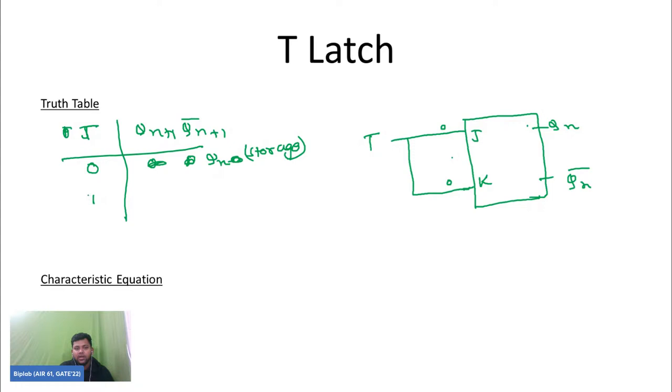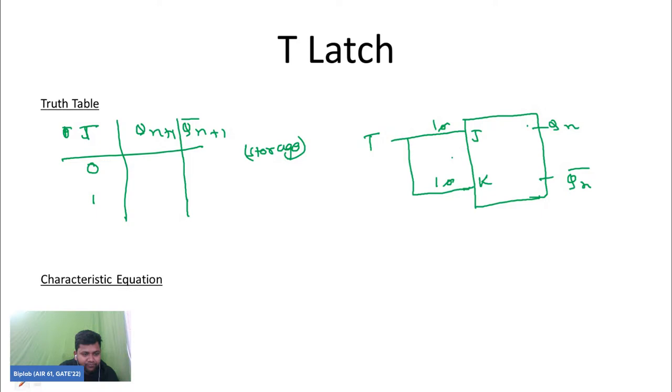When T is equal to 1, let me see what happens. It is 1, so the output will be complemented. Output will be complemented. So Qn plus 1 is Qn bar. Clear this mess here.